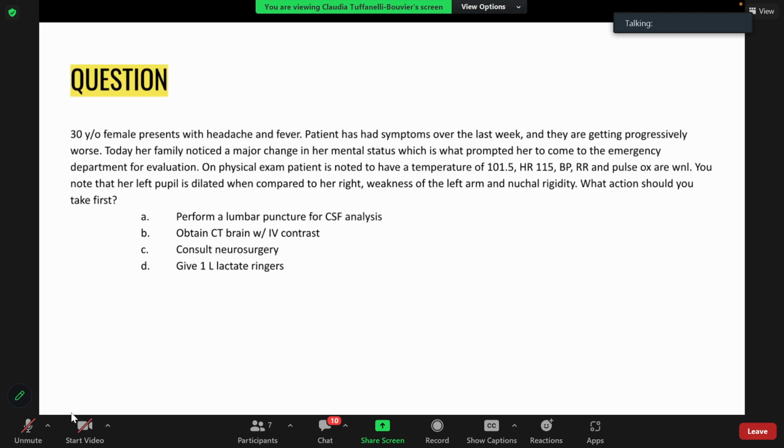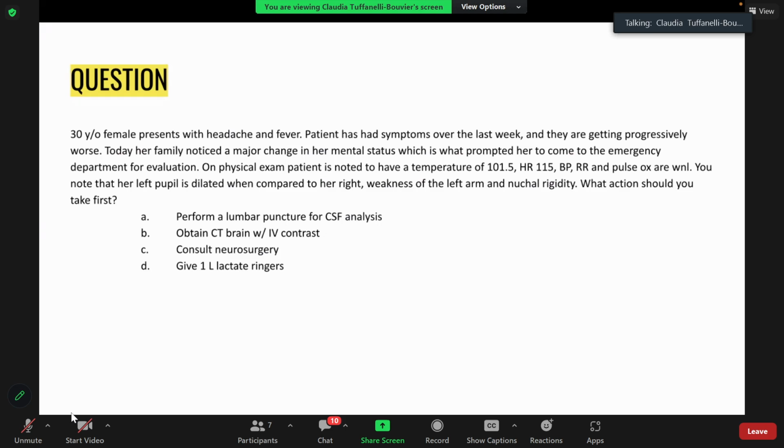Yeah. Last question. A 30-year-old female presents with headache and fever. The patient has had symptoms over the last week and they are getting progressively worse. Today, her family noticed a major change in her mental status, which prompted her to come to the emergency department with her family. On physical exam, the patient has a temperature of 101.5. Her heart rate is 115. Blood pressure, respiratory rate, and pulse ox are normal. Her left pupil is dilated compared to the right. She has weakness in her left arm, and she has some nuchal rigidity. What action should you take first?